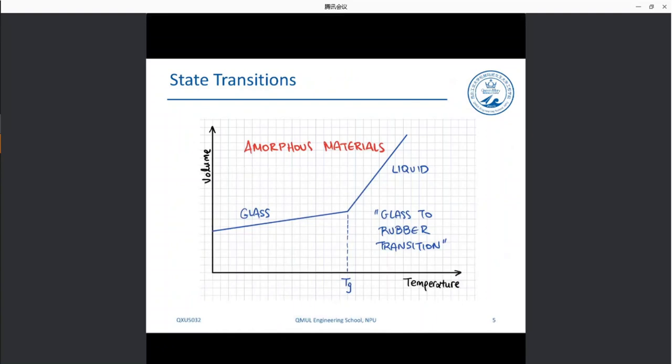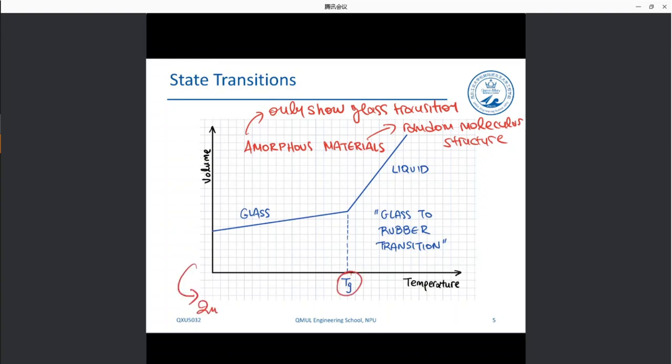And we talked about the different transitions on Tuesday and on Monday, and we said about amorphous materials that they only have a glass transition, as a result of their random molecular structure. And we also said something that is important, that the glass transition is a second order transition. And why is that?